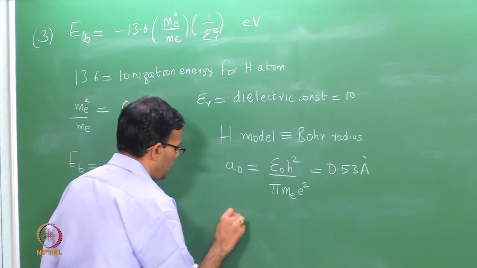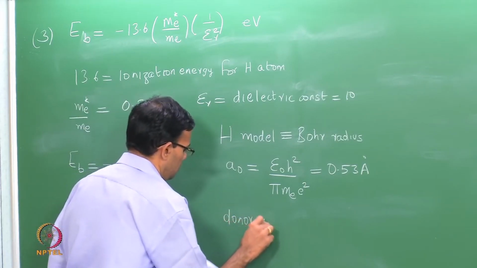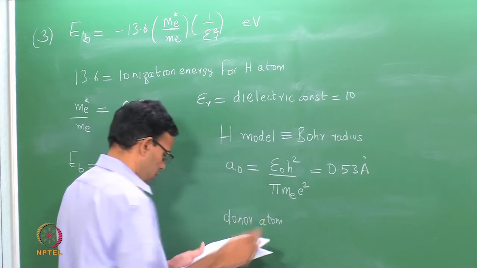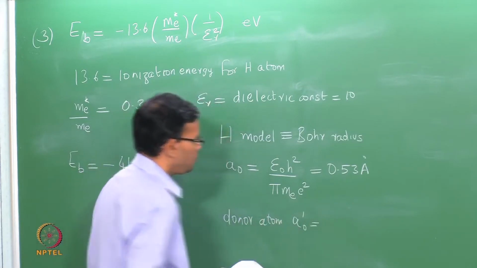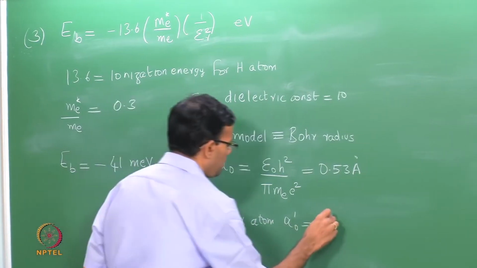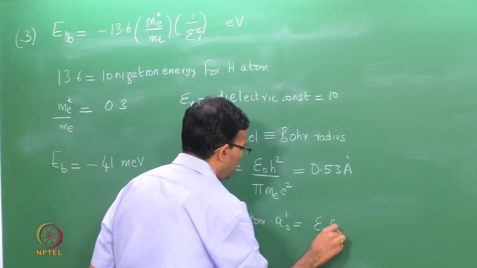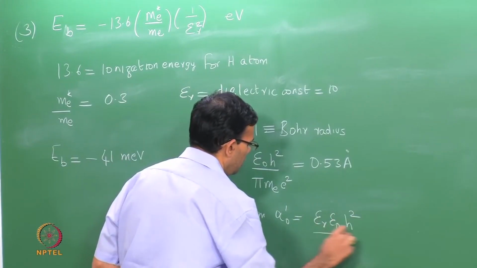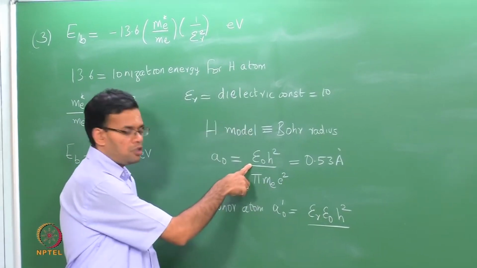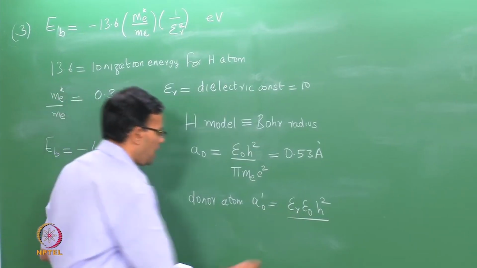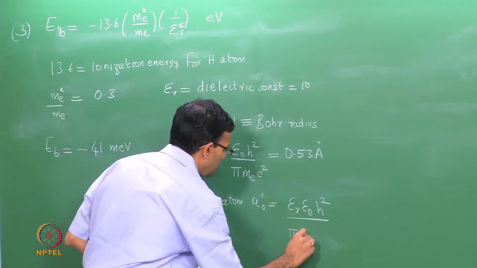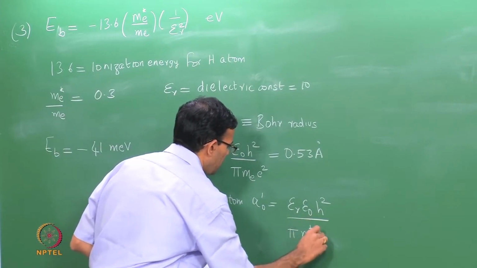So, for the donor atom the Bohr radius, I am going to call it a naught prime, is nothing but epsilon r epsilon naught h square over pi Me star e square. So, we replace epsilon naught by epsilon r times epsilon naught and Me is replaced by Me star.